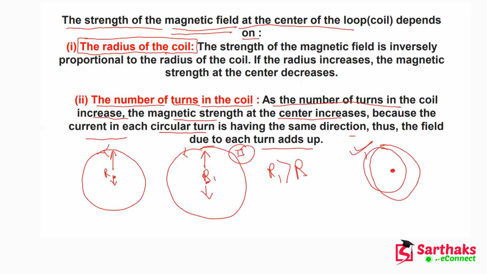Because the current is flowing in this direction and also in this direction, they both produce their magnetic field, and at the center the magnetic fields will be added up. So that's why, if you compare it with a single turn, in this case the magnetic field strength will be higher. I hope you understand this. Now let's move on to the next slide.